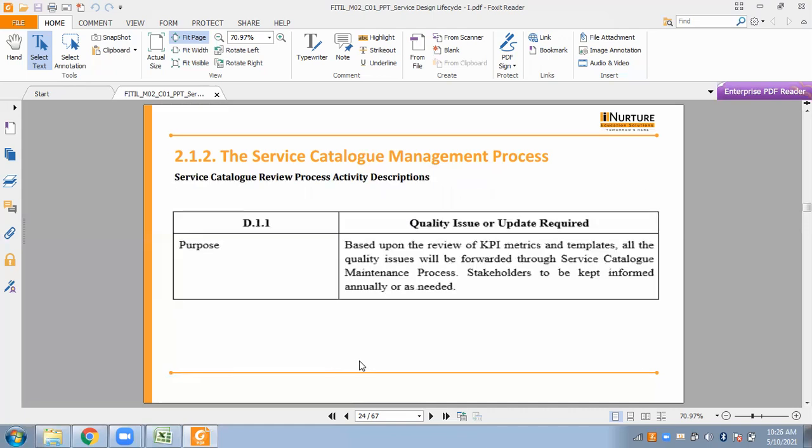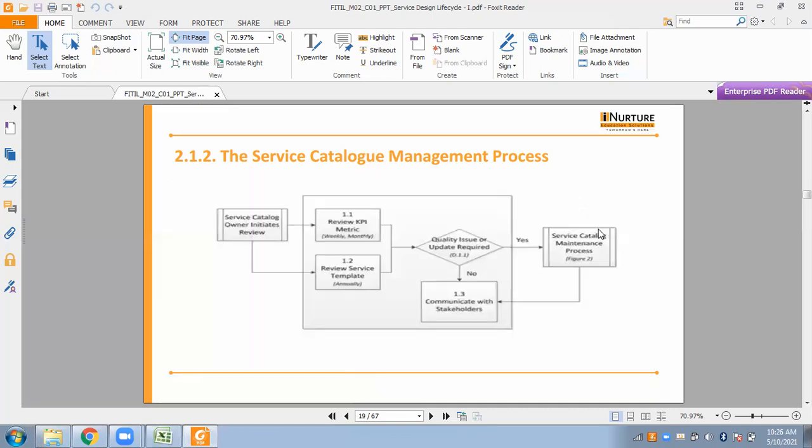And if it's a yes, of course, the service catalog maintenance process. We go to the next figure. If it's a no, we have already done it. And if it's a yes, then we go to the next phase, which is the service catalog maintenance process. So we'll go to that now.